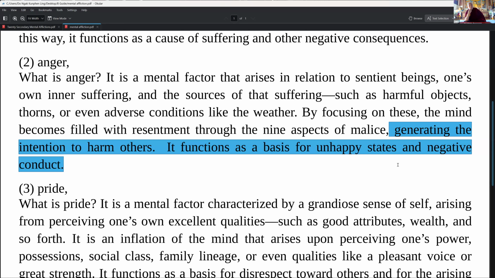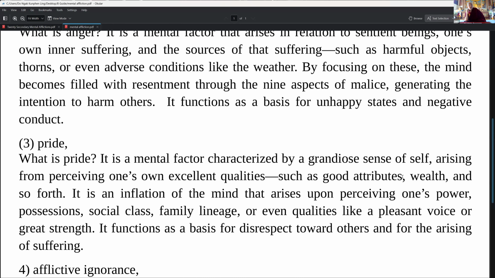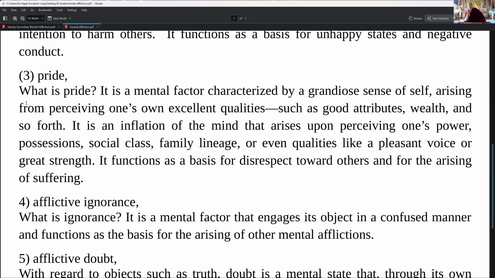So, and then next, the pride. Pride is also one of the root mental afflictions. When we say root mental affliction, it means it can bring many other mental afflictions to arise. That is what root means, right? So let's see what pride is. It is a mental factor characterized by a grandiose sense of self arising from perceiving one's own excellent qualities, such as a good attitude, wealth, and so forth.